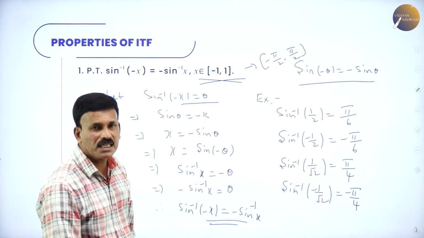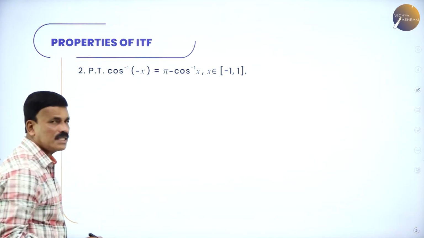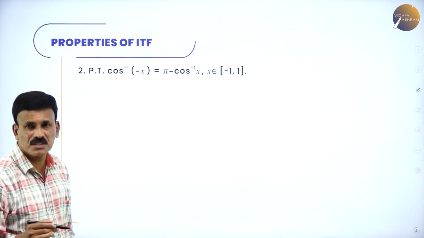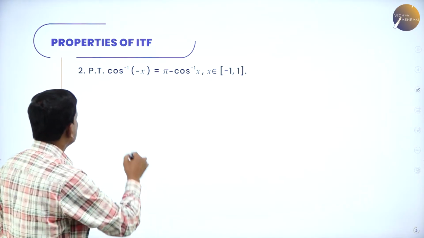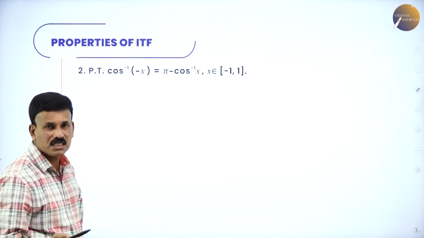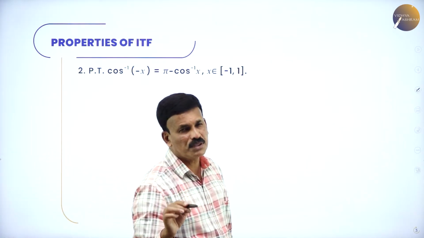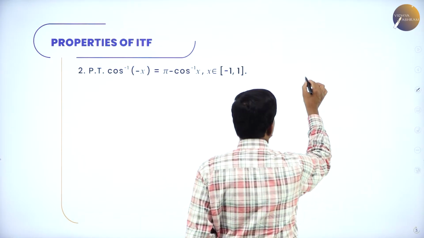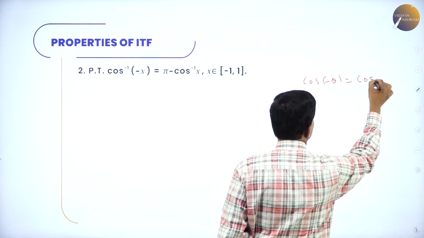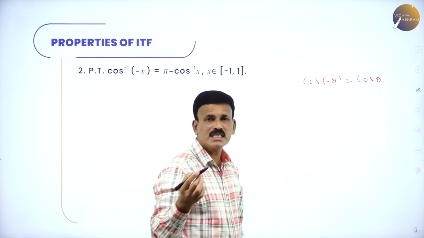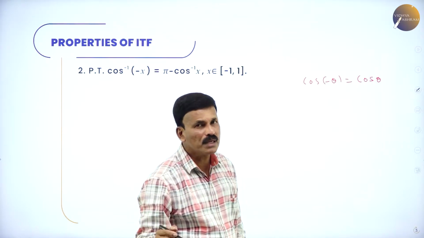Now come to the second. Similarly for cos, prove that cos inverse of minus x is equal to pi minus cos inverse x, where x belongs to minus 1 to 1. So what is to prove? Cos inverse of minus x is equal to pi minus cos inverse x. This is a very important property. Now you know this: cos of minus theta is equal to plus cos theta itself, whereas sine of minus theta is minus sine theta, but cos of minus theta is equal to plus cos theta.